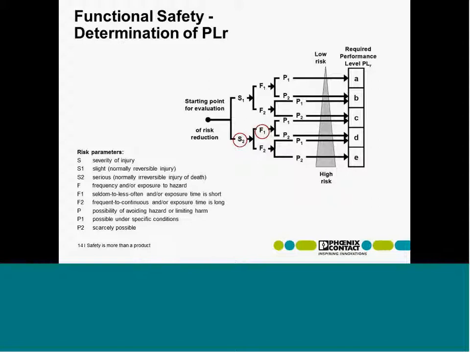So if the cylinders have an unexpected start, for example, it is scarcely possible that the operator can avoid this hazard. We have selected for the high speed of the movement of the rotating cylinders the parameter P2 here. Fix the three parameters, S2 and P2, and this guides us to the required performance level for a safety function.